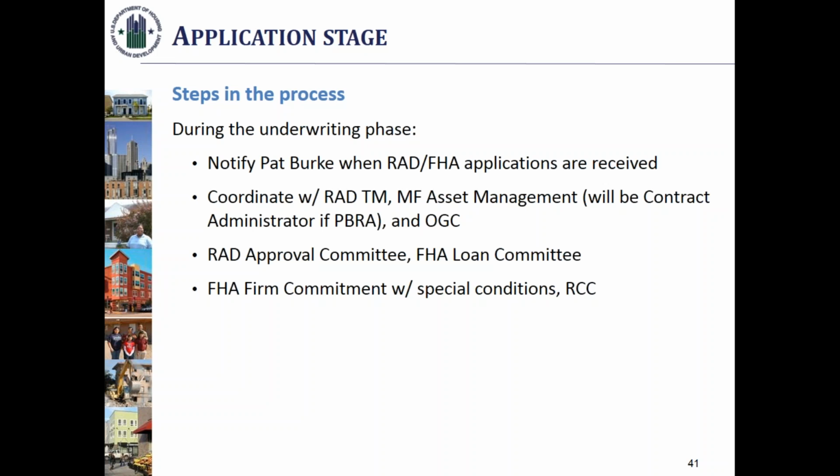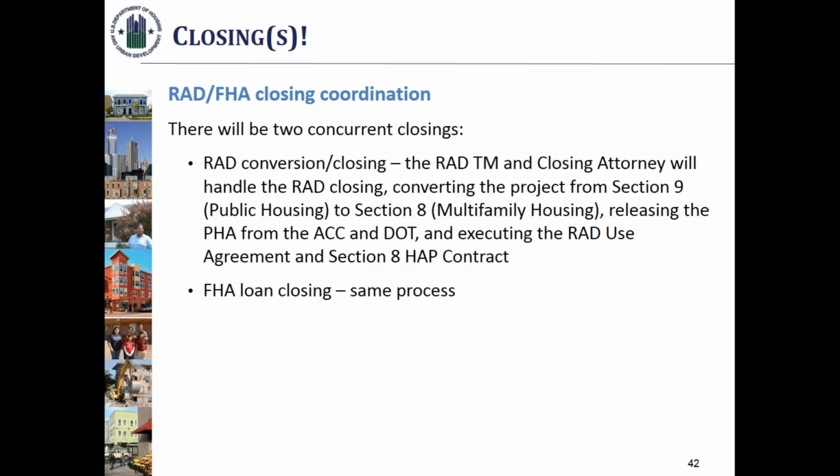But generally, I think the two committees, while the flow chart showed that RAD Approval Committee happens first, then FHA Loan Committee, a lot of times they're sort of happening simultaneously. It's just that I think the FHA firm commitment actually gets issued first, and you should be adding a special condition to your firm, basically that it's dependent upon issuance of the RCC, the RAD conversion commitment. So condition your firm upon issuance of the RCC. So we're not going to close unless that happens, and then the RCC will get issued shortly after.